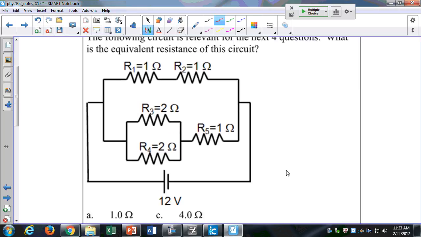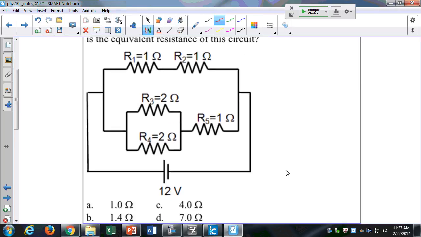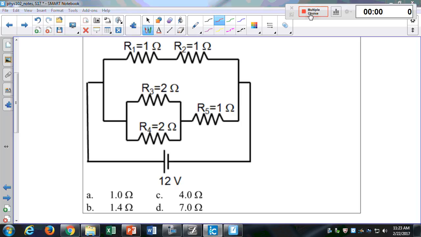Okay, yeah, so let's try this one. And in fact, we'll use this circuit for 4 questions. So first, just find the equivalent resistance of this circuit. Start with the smallest series or parallel, and then move out from there.